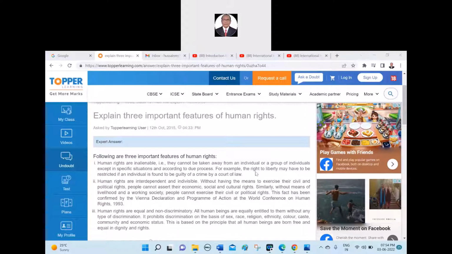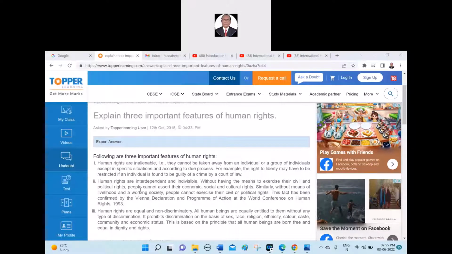For example, the right to liberty may have to be restricted if an individual is found to be guilty of a crime by a court of law. So if a person has committed a crime, at that instance he will be arrested and sent to prison. If it is a cognizable offense, bail will not be given. If it is a non-cognizable offense, the bail will be awarded by the respective competent court.